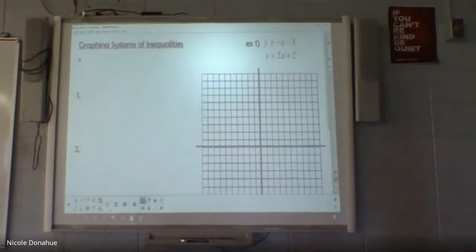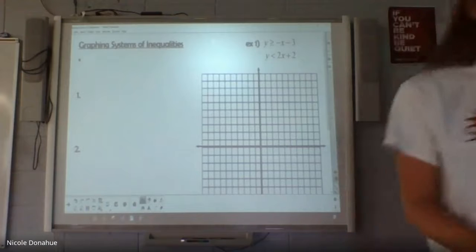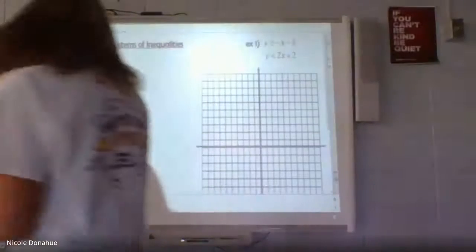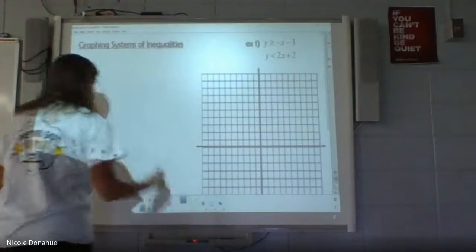So, we're graphing the system of inequalities. And we need to remember all our rules about inequalities. So we just talked about that again.